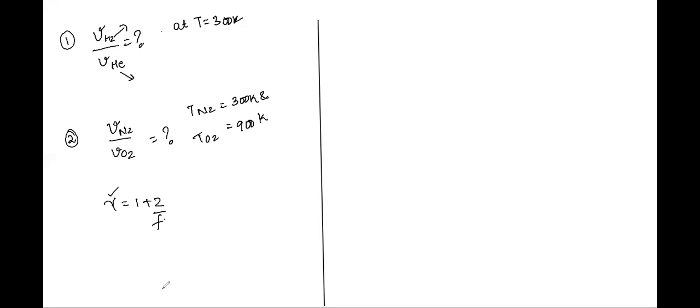If you want a hint, Atul, tell everyone what is the f value for a monoatomic gas? 3. For a diatomic gas, 5. So you have the gamma value for a monoatomic gas as 1 plus 2 by 3, that is 5 by 3. You have to remember this. And for diatomic, 1 plus 2 by 5, that is 7 by 5. Very important. Now they should be on the tongue.